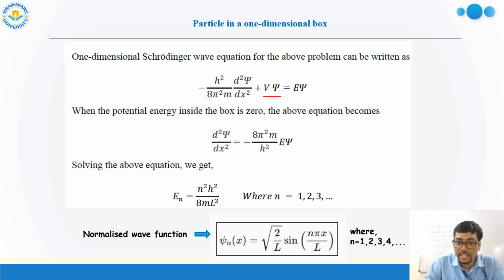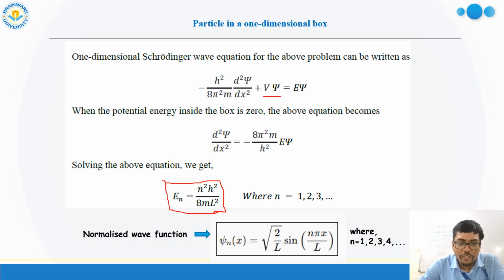Now, if you solve this equation, you will get the energy expression: En equals n square h square by 8 m L square, where En is the energy of the nth level. n may be 1, 2, 3, anything. Now the question is why n is not 0. I will explain everything. n is the principal quantum number, h is the Planck constant, m is the mass of the particle, and L is the length of the box.